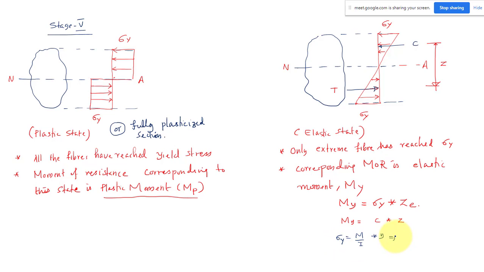You can take this as sigma y. So the moment of resistance corresponding to the elastic state is my yield moment. Yield moment means only the extreme fiber has reached the yield stress. So you can find My is equal to sigma y into I by y. The I by y is nothing but your elastic section modulus. This equation is valid for the elastic state only. For the plastic state, we have to find the compressive force into lever arm. That we will do next.